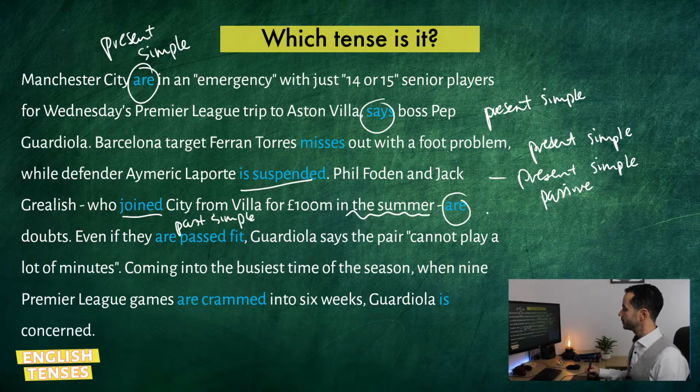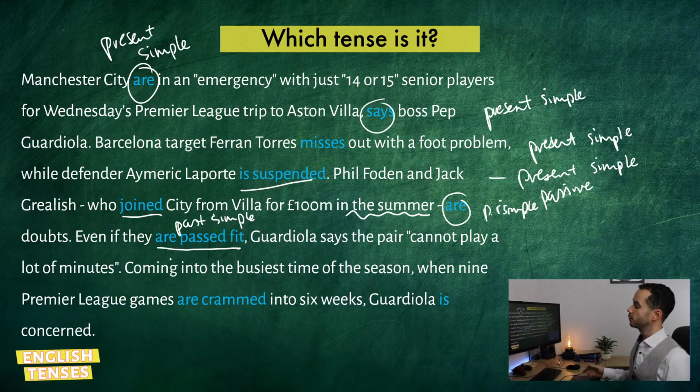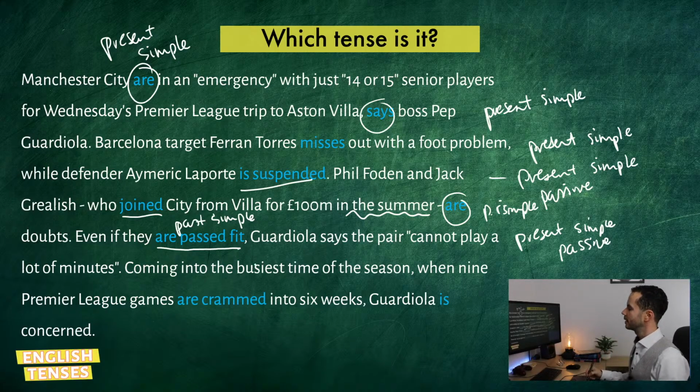"Are" is present simple because it's a general fact. Even if they are doubted, they are doubted by someone else, so this is also a present simple passive sentence, again because it's a general fact and it's in the present.